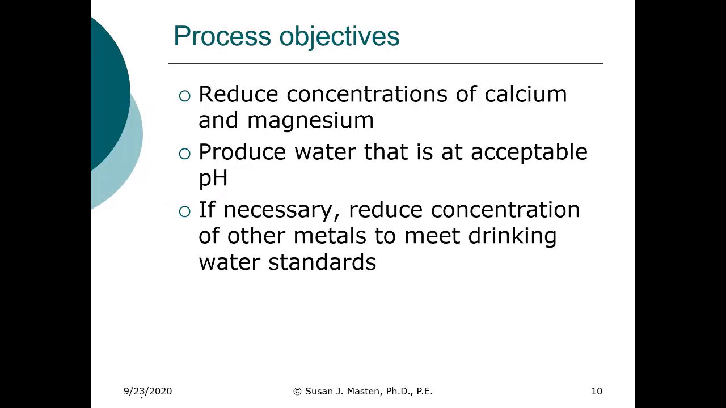So the objectives of lime soda ash softening, and it's really true for all softening processes, are to reduce the concentration of calcium and magnesium, to produce water that's at an acceptable pH, and, if necessary, to reduce the concentration of other metals to meet drinking water standards. For example, in the thumb area, arsenic levels in the groundwater are often quite high. So they're using lime soda ash softening, and they can also achieve arsenic removal in some cases and be able to meet the drinking water standards for arsenic using lime soda ash softening.